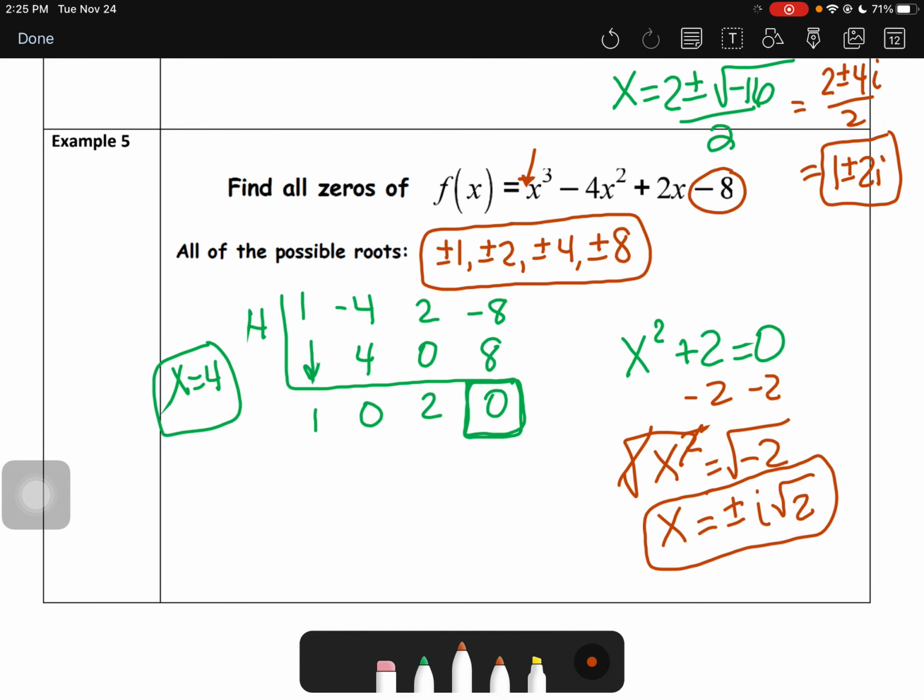This is solving our polynomial, finding all the solutions by first finding the possible solutions, then using synthetic division, factoring if we can, quadratic formula if we need to, and then also we could solve by square root.